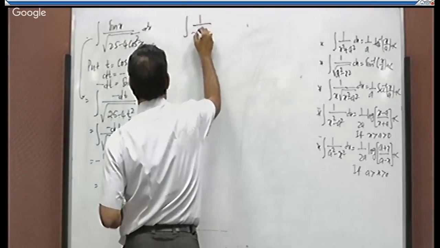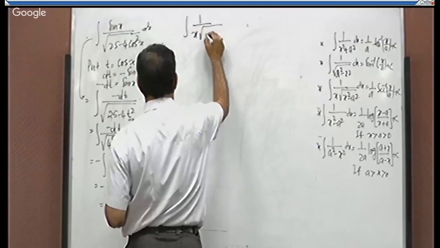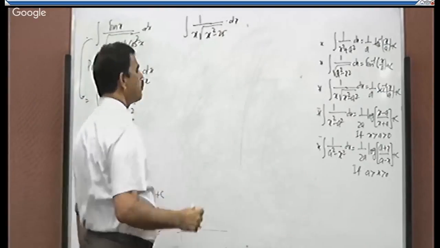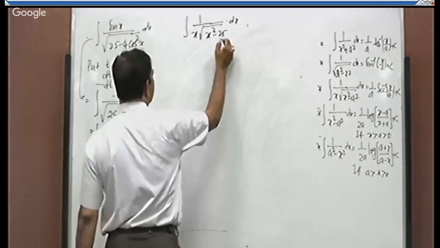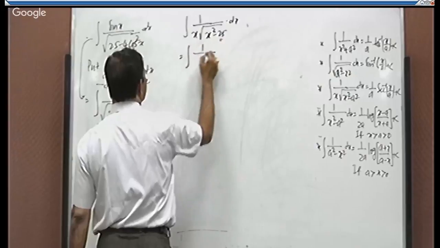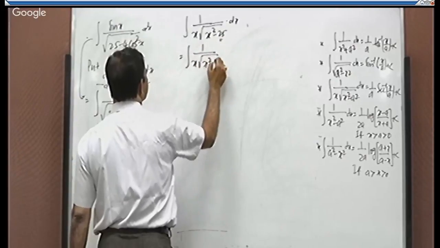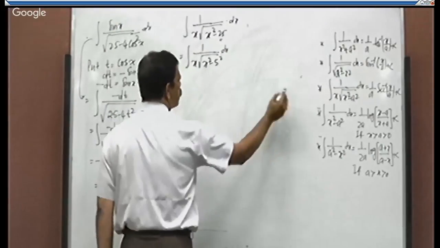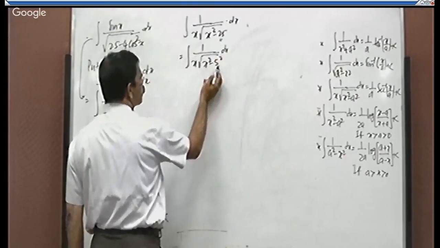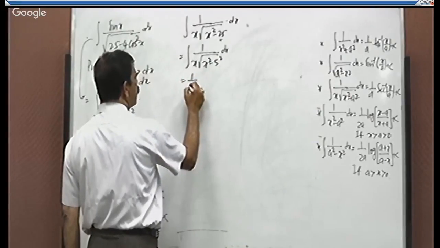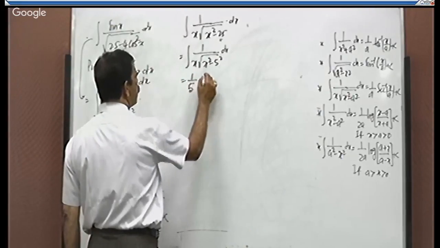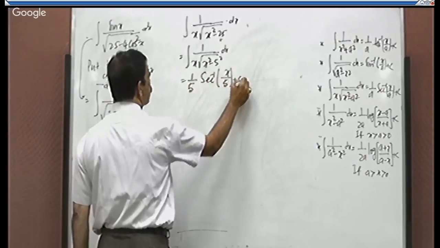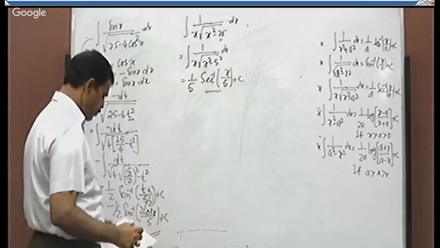Next one, integration of 1 divided by x into root of x square minus 25 dx. Can you take 25 as 5 square? x square minus 5 square into dx. Then it becomes the third form: 1 by x into root of x square minus a square is 1 by a, a is 5, into secant inverse of x by a. This is the answer, right?